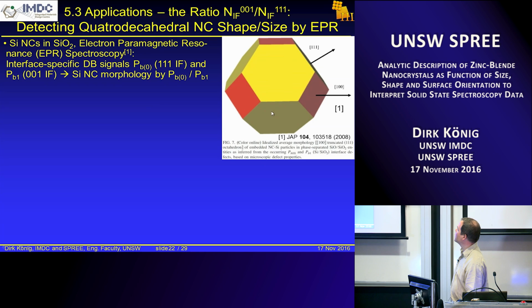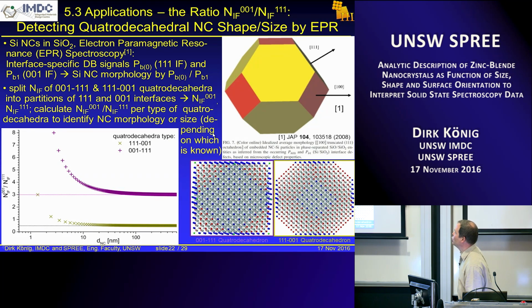And back in 2008, Ivanescu and Stesmans just guessed what the crystals probably look like, but they didn't really know. They called it idealized average morphology. Now, what we can do with these partitions of interface bonds and the quasi-decahedra types we have, we can calculate the ratio of both partitions as a function of size, again via the run index. And what you see is very nice. You see the asymptotic limits here for crystal size approaching infinity. And you see there is no overlap.